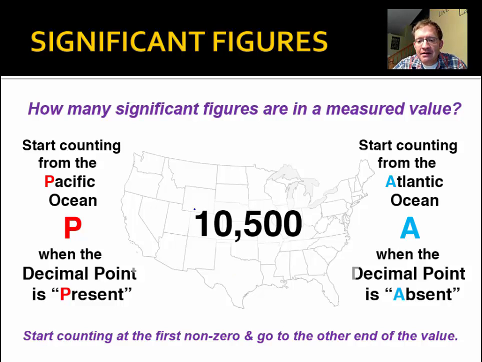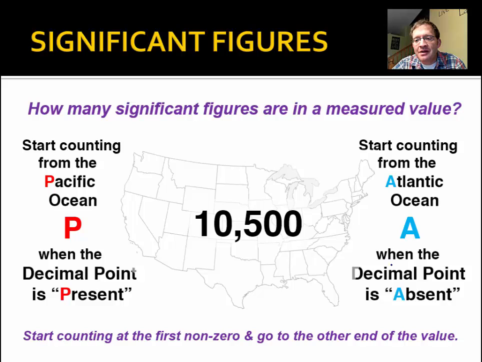10,500. Okay, 10,500 does not have a decimal point present. There's a comma in there, but there's no decimal point. Now you're thinking, well, it would go right here. You can't draw it in. If it's not written there, if it's not printed there, then it's not present. And we would treat this number as a value that has a decimal point absent.